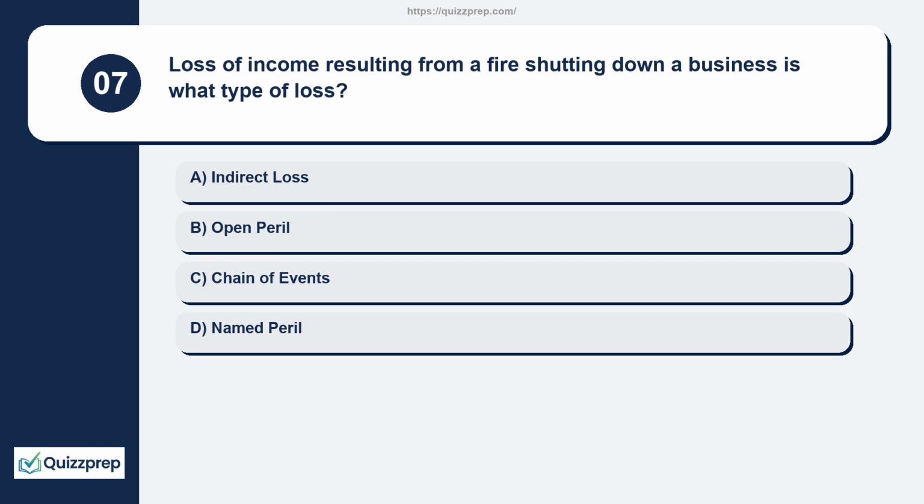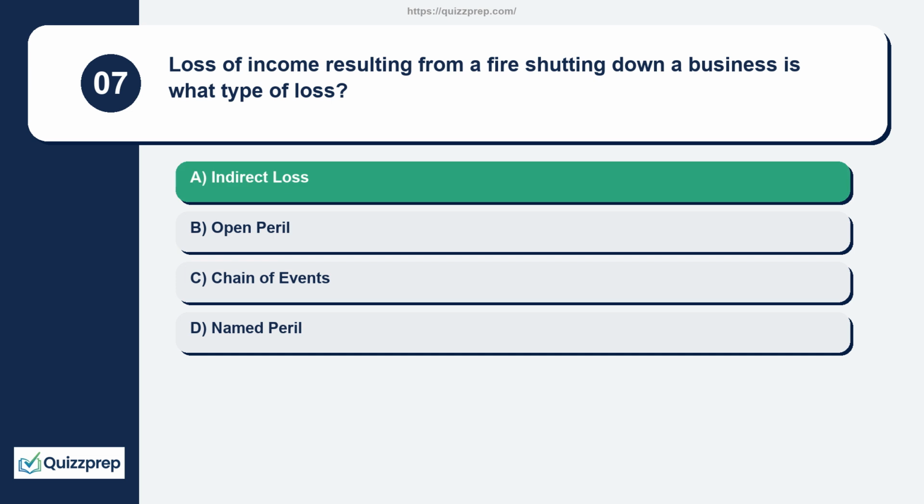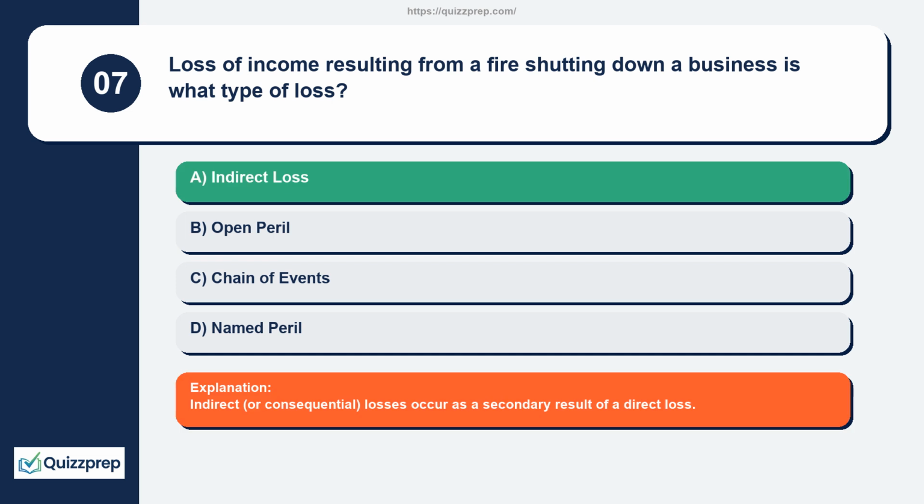Question 7. Loss of income resulting from a fire shutting down a business is what type of loss? Indirect loss, open peril, chain of events, named peril. Indirect, or consequential, losses occur as a secondary result of a direct loss.